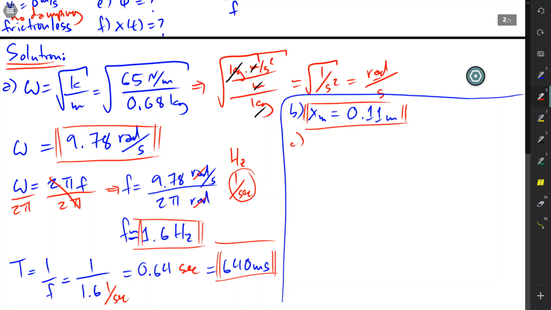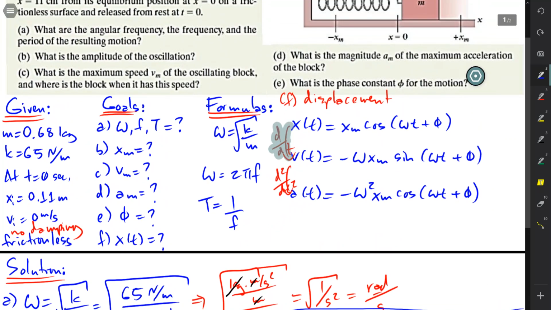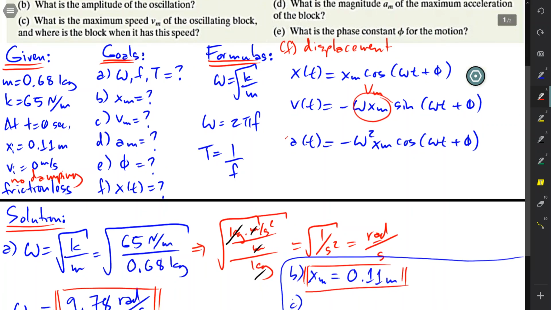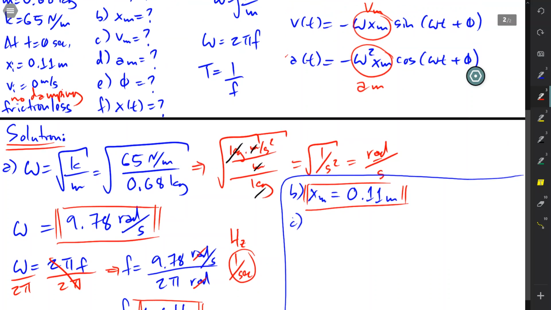Okay. And let me go back to these formulas. Let me erase all that stuff. Now, what I should say here is that this is actually the amplitude of our velocity wave, and this is our amplitude of our acceleration. So that pretty much gives us our parts C and D.